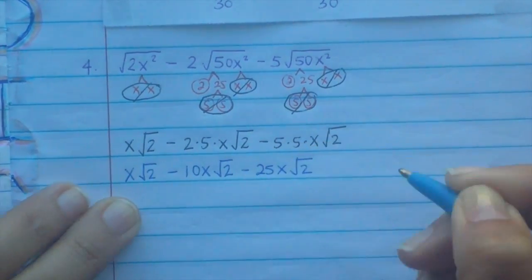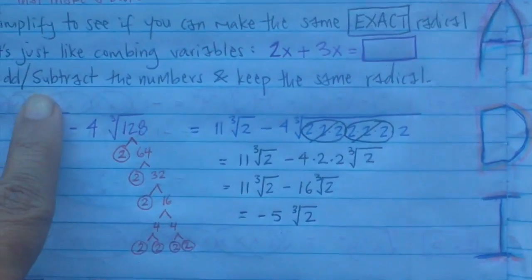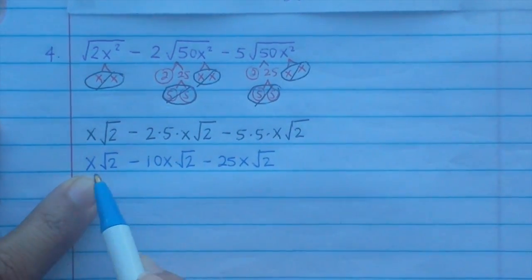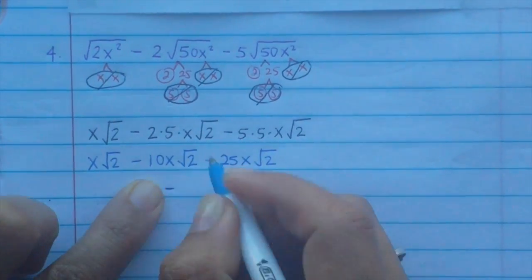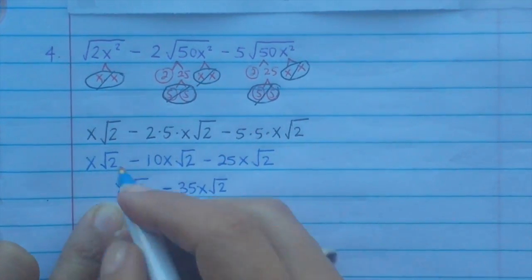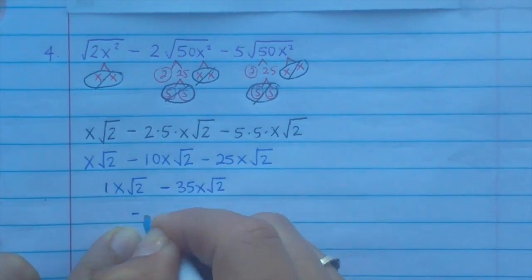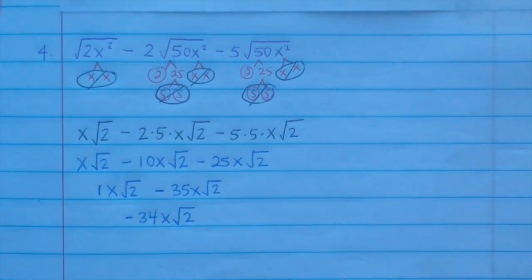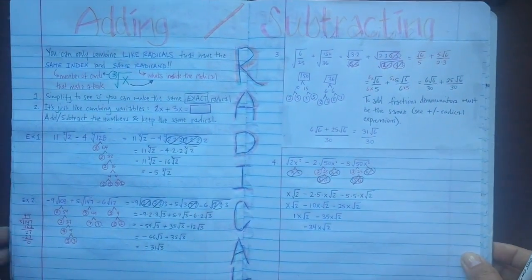So 2 times 5 and then 5 times 5. Because the index and the radical are exactly the same, I can just add the numbers and keep the radical. So let's combine like terms. Negative, negative, more negatives. 35. Then bring that down, and Tigers are going to win by 34. And then keep the radical. Last listening check. Color the D in the title radical.